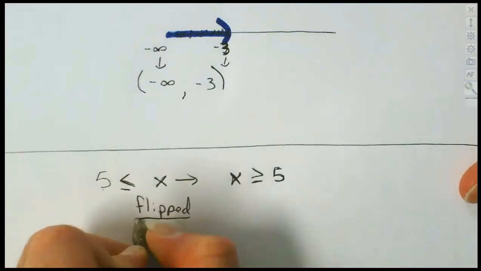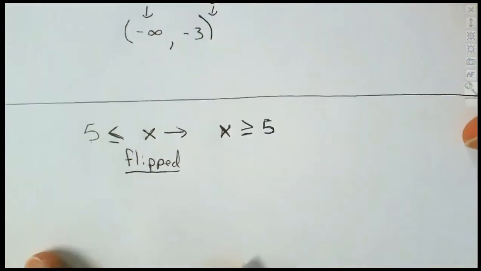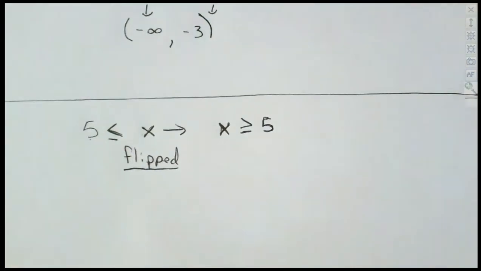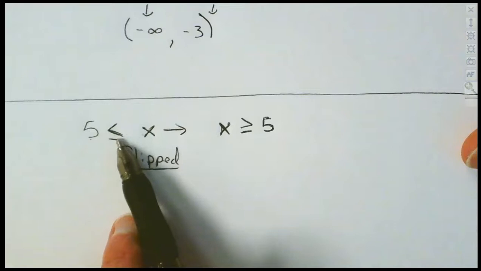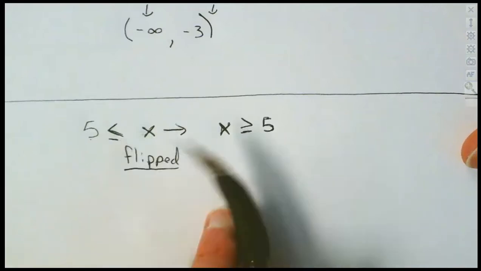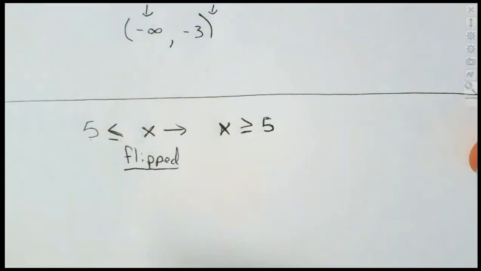And why did I do that? Well, I did that so that my x is on the left. It's just easier if you do that. You have to flip them around. You flip your sign as well. Notice the symbol flipped, right? Because we flipped the order, we flipped the symbol also.